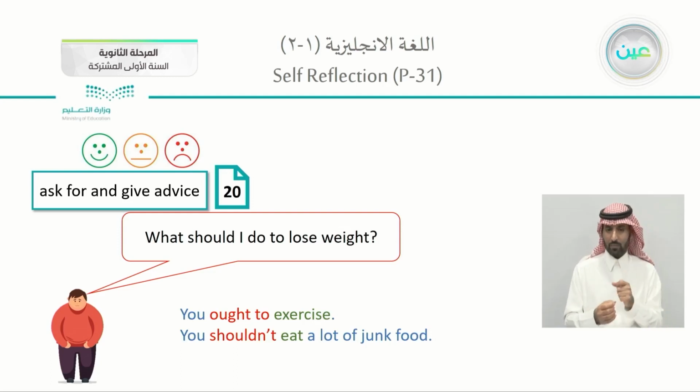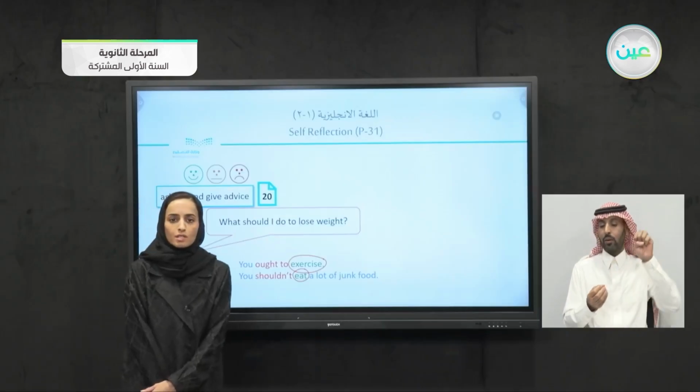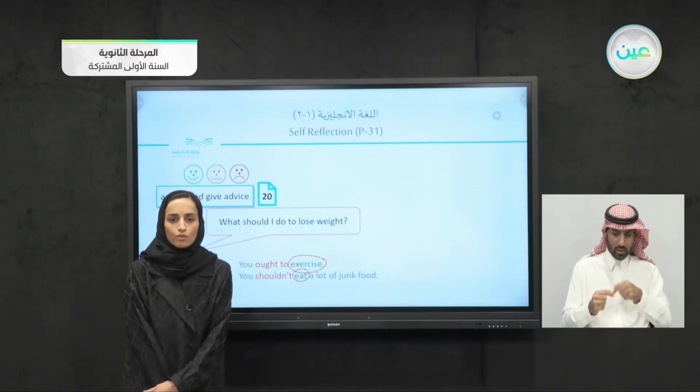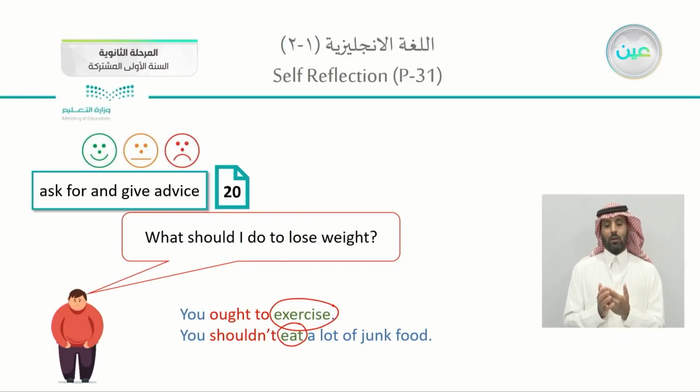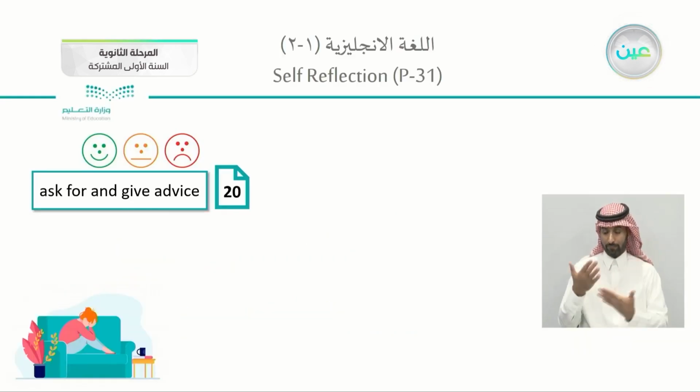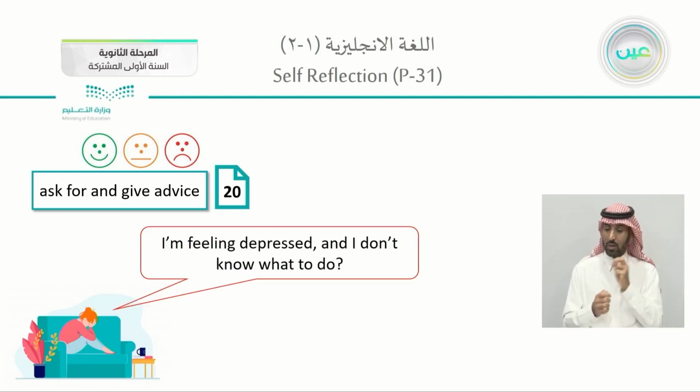Let's highlight the verbs here. Notice the verb is exercise, the base form, and here we have eat. It's not ate in the past, it's not eating or eats. So the base form of the verb. Someone else is having a problem here. What would she tell us? I am feeling depressed and I don't know what to do.